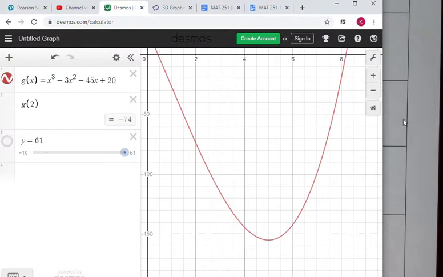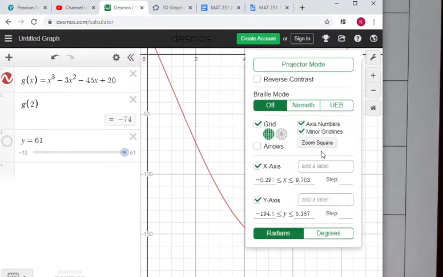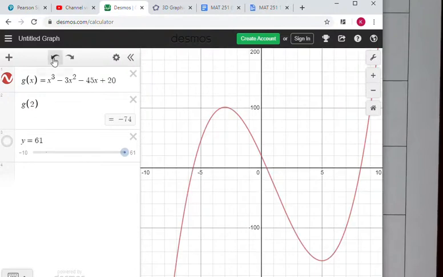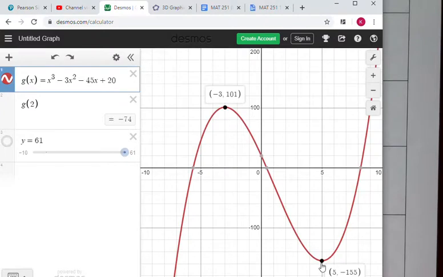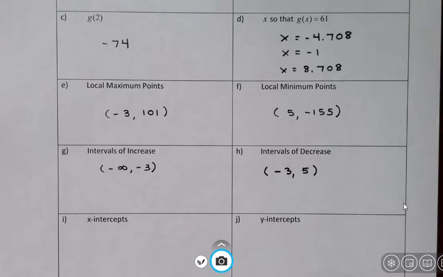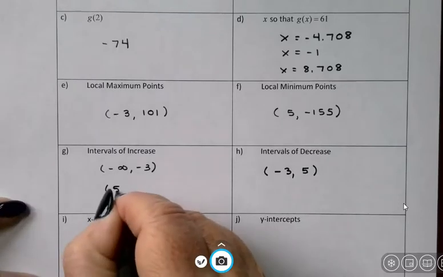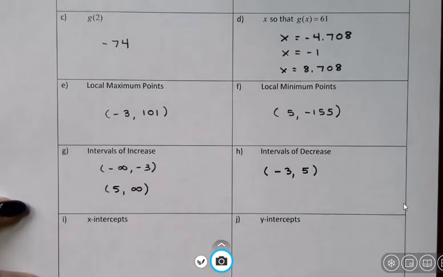Finally, oops, I need to go back to my previous settings here. There we go. This, by the way, is like a redo or an undo over here. It goes back to my previous settings. From x equals 5, and then from there on forever, the graph increases. So from 5 to infinity, I would have an increasing graph again. So I'll list that as an interval of increase.